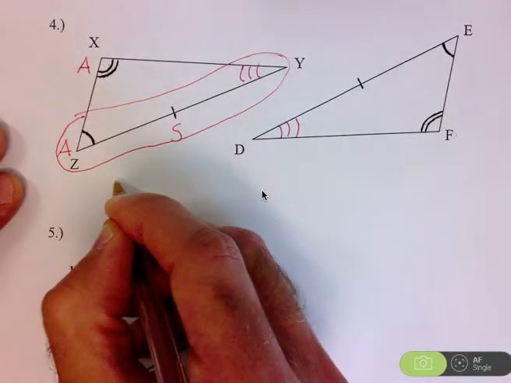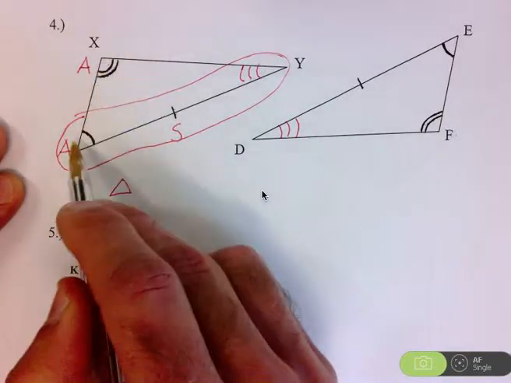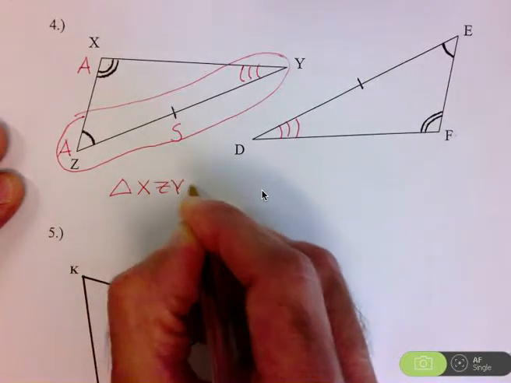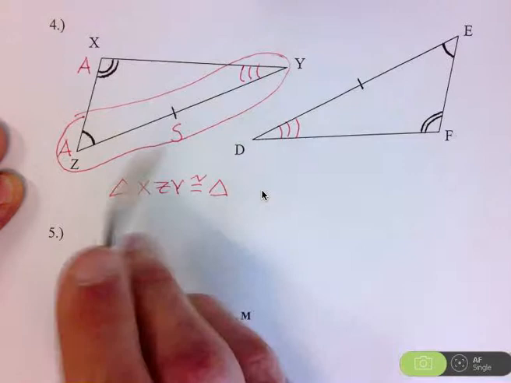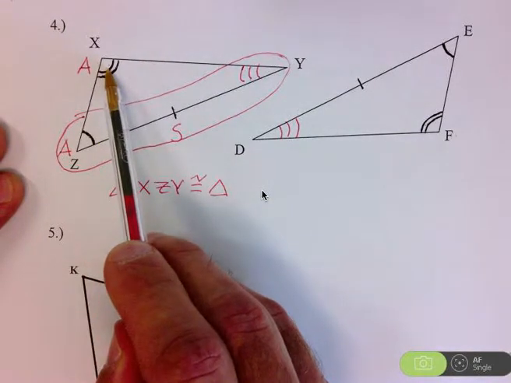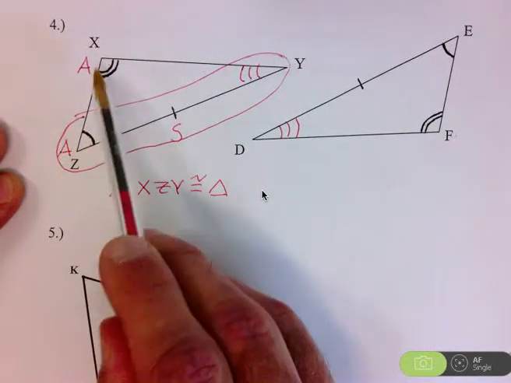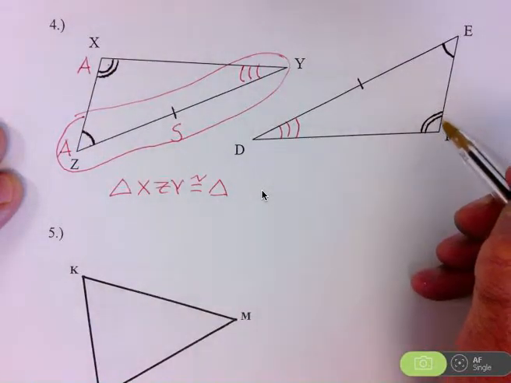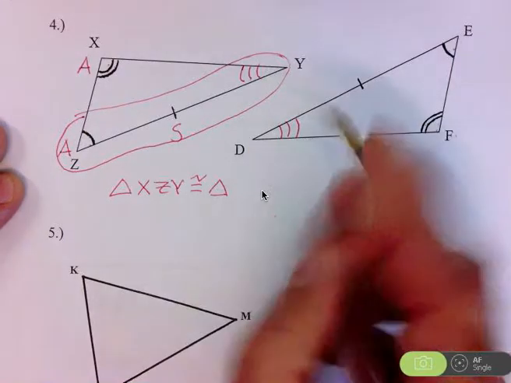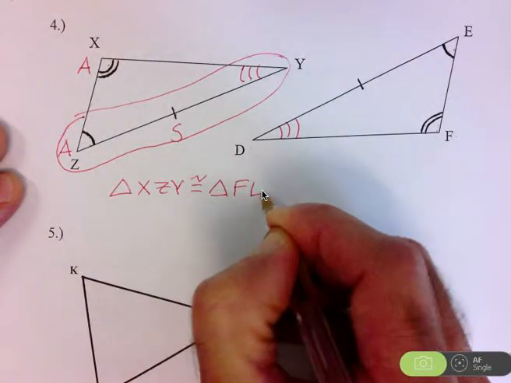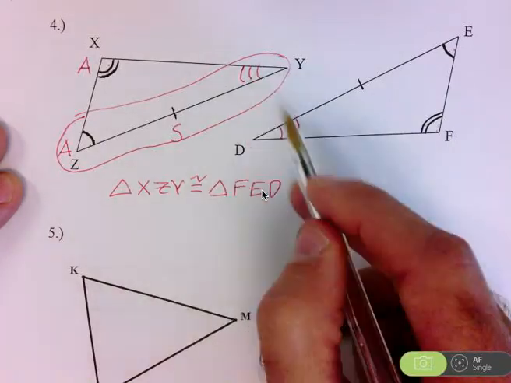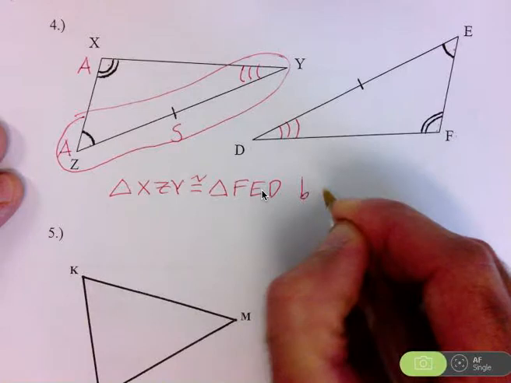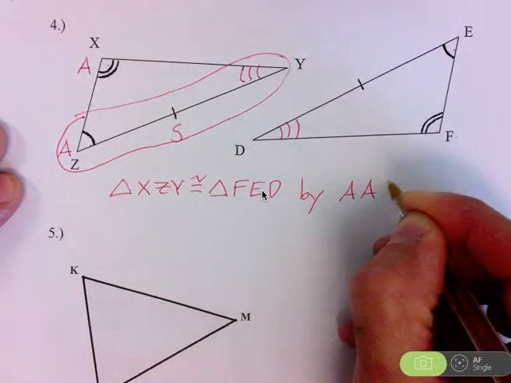So in this case, you could say that the triangle XZY is congruent to triangle. Now I'm going to use the markings. X had 2 arcs, Z had 1 arc. X, Z, Y, 2 and then 1. So I need to do the same order over here, 2 and then 1, F, E, D. This would be triangle FED. And I didn't need to bother marking the 3rd angle. I could have just said that the triangles are congruent by angle, angle, side.